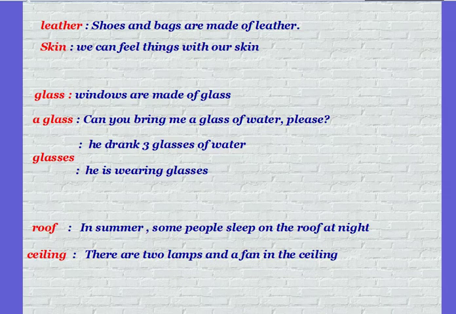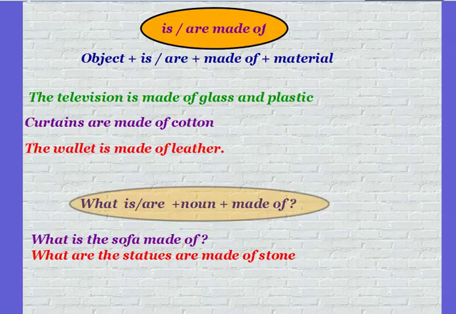So what is the difference between roof and ceiling? The roof is the upper part of the building. It is the part which follows the last floor. But ceiling, it's in the room. Ceiling is the height of the room. So I can put the fan in the ceiling, not on the roof. Okay? Here in summer, some people sleep on the roof at night. But ceiling, there are 2 lamps and a fan in the ceiling. Let's move on.